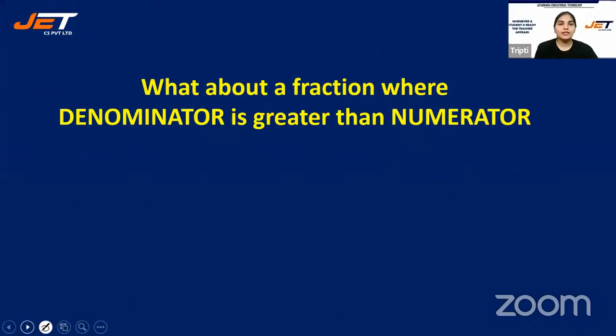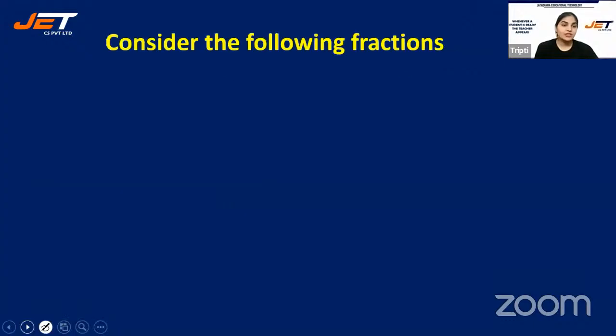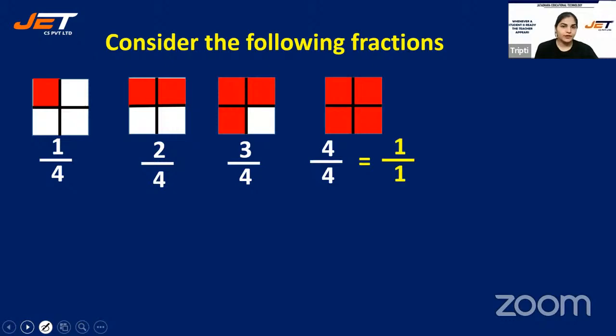If I talk about the fractions where the numerator is greater than the denominator, like 5 by 4, 7 by 3, such kind of fractions are called improper fractions. Like here, 1 by 2, 2 by 4, 3 by 4, 4 by 4. 4 by 4 means 1 by 1. This has a value of 1.